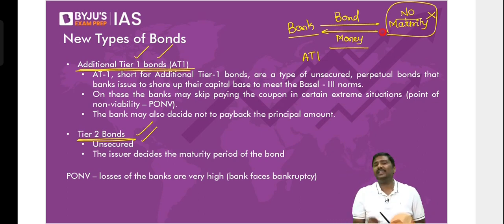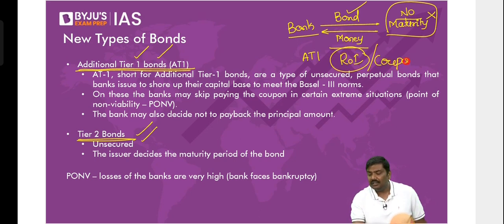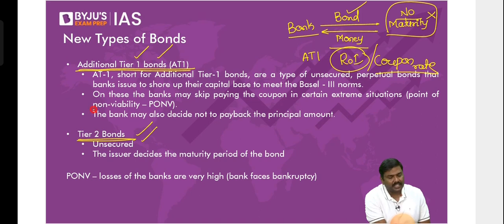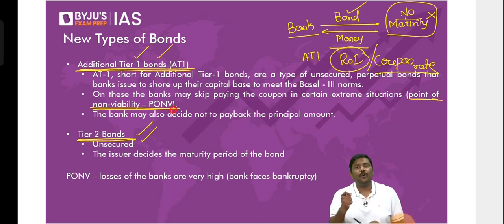With these particular bonds, understand this very carefully. These particular bonds have a certain rate of interest. They will offer a certain rate of interest or coupon rate. But please understand this. There is a situation called the point of non-viability. So what do you mean by point of non-viability?